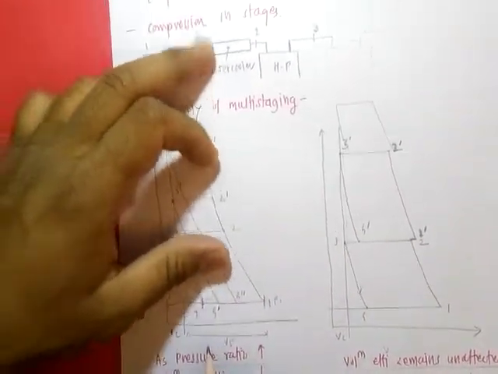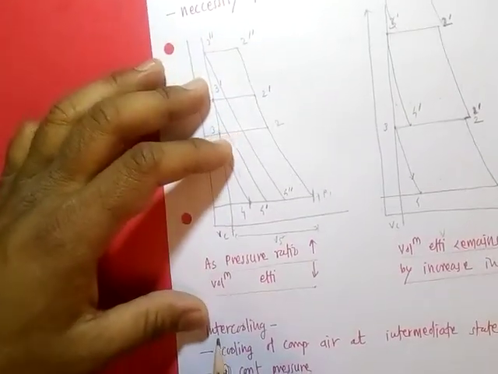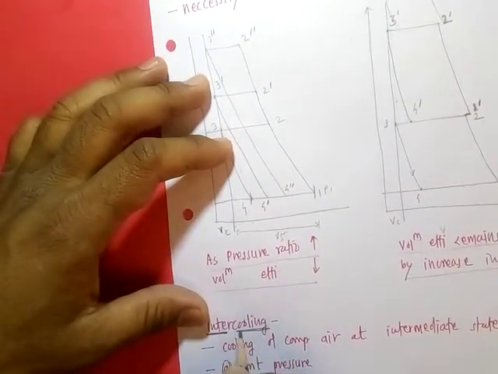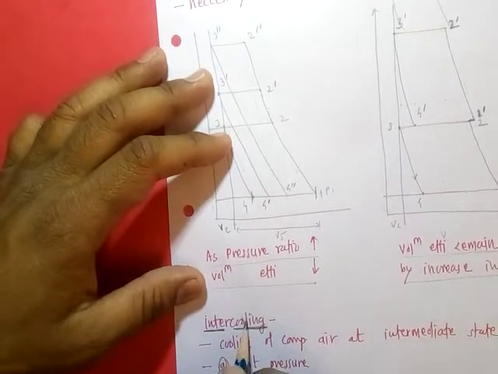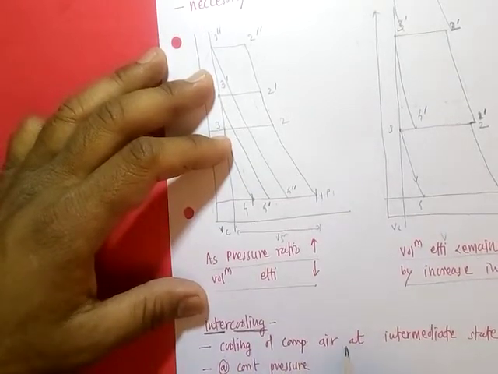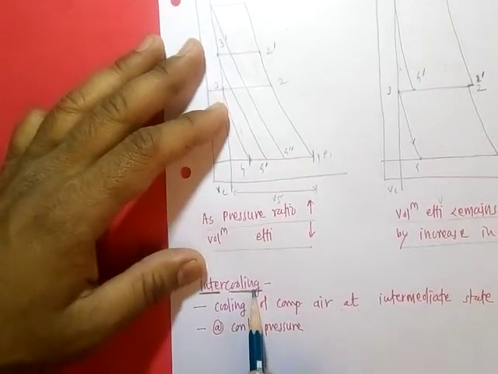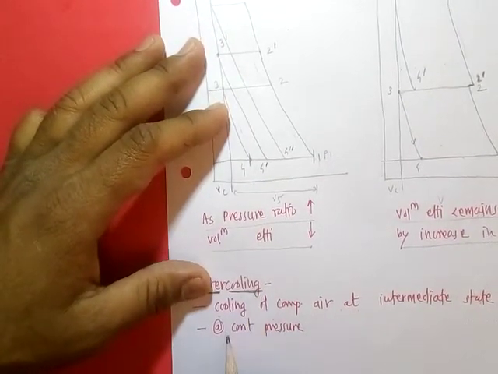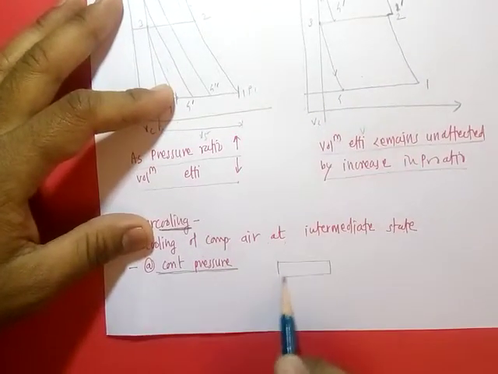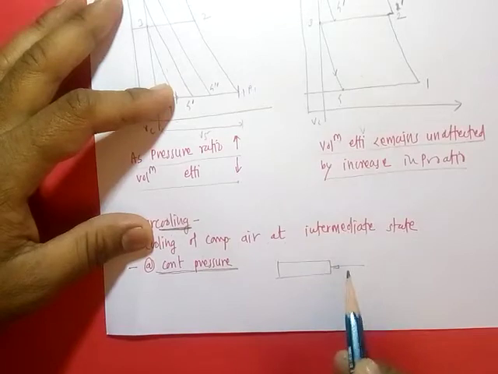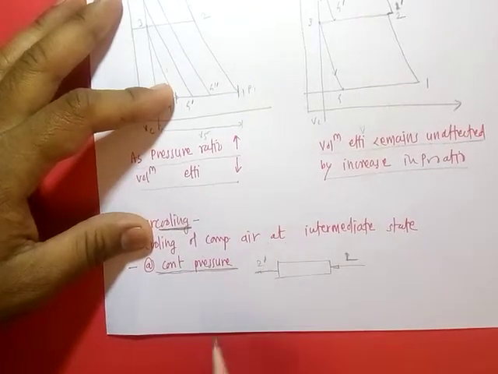Okay, now let's see intercooling. So what is intercooling? This word itself says inter and cooling. It means cooling at an intermediate stage. Cooling of compressed air at an intermediate state is called intercooling. It is carried out in the intercooler, which works at constant pressure. Here suppose air is entering the intercooler at state 2 and delivered at state 2 dash.